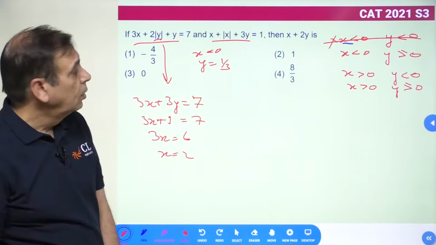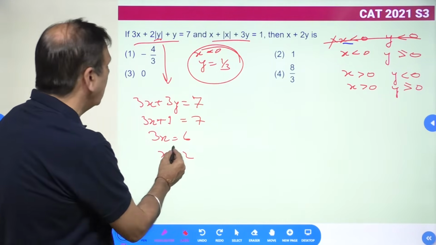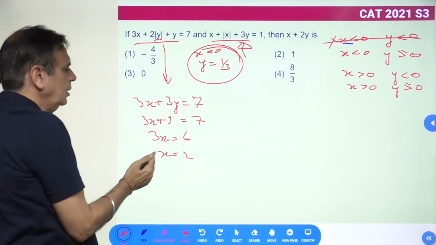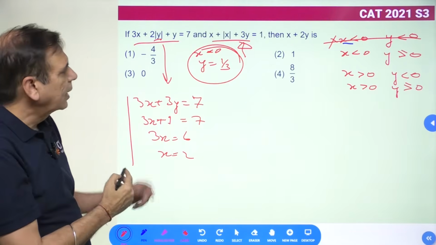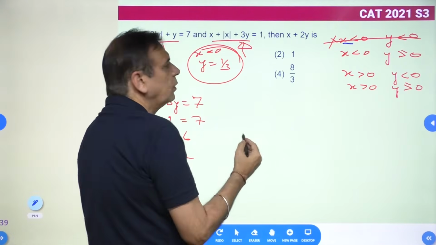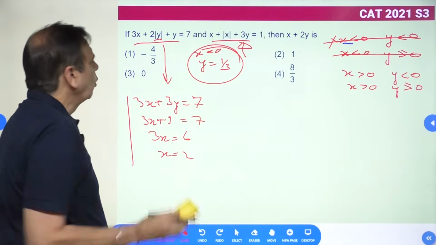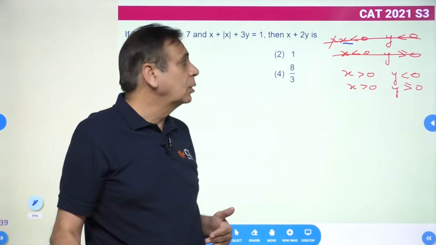The case went wrong. Why? We started by saying x has to be less than 0. If x is less than 0 and y is 1 by 3, which is what we are getting from this equation, then out here also we should have got x less than 0, but we are getting x equal to 2, which is greater than 0, so the second case also ends. Okay, so I hope you understand now why I said this is a round 2 question. It takes time, you'll have to go through the process.